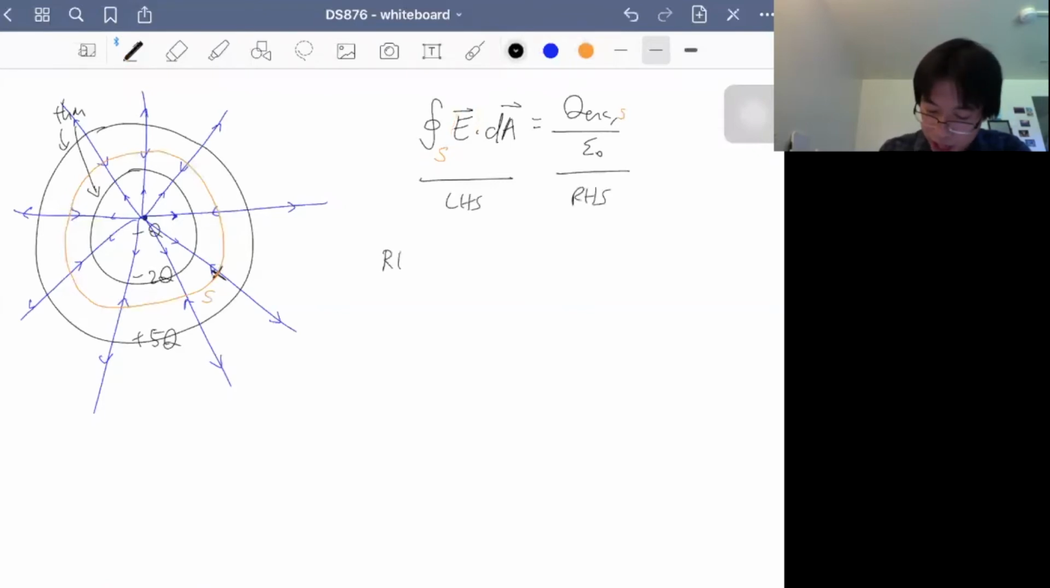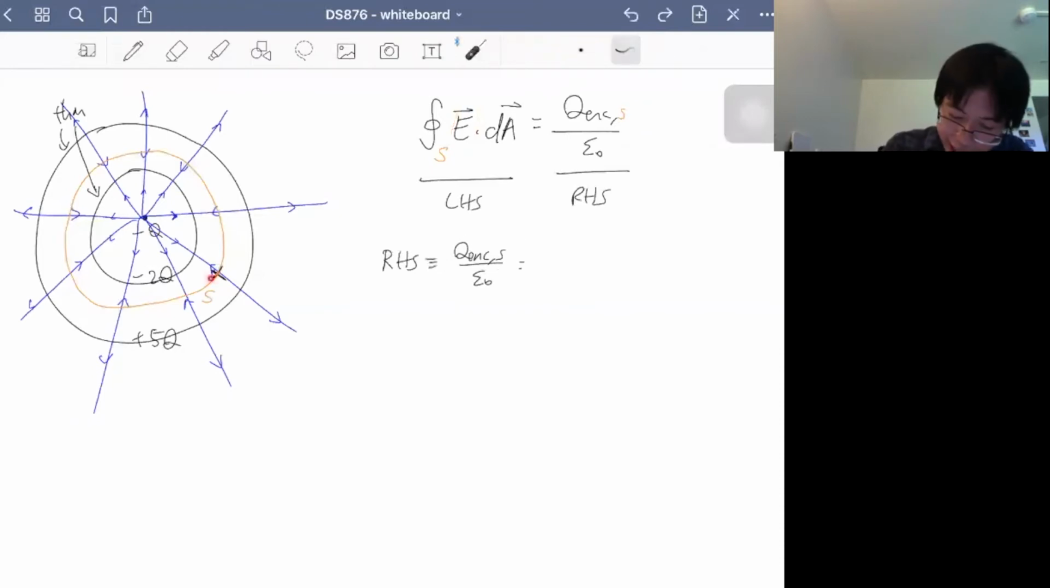So let's start with the right-hand side. I'm going to first copy exactly out. The first step, just copy it out. It's a simple step. Everyone can do that. Then you ask, what's the charge enclosed inside S? What is the charge enclosed inside S?